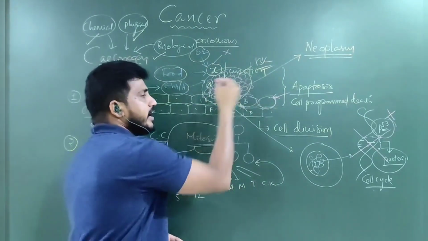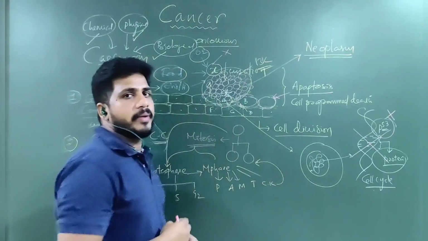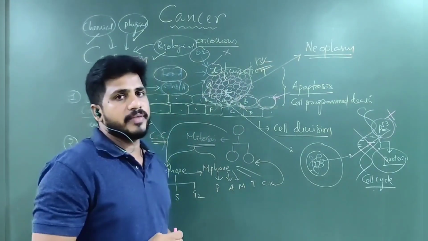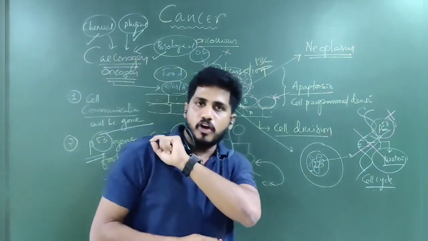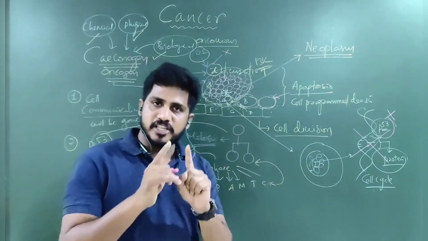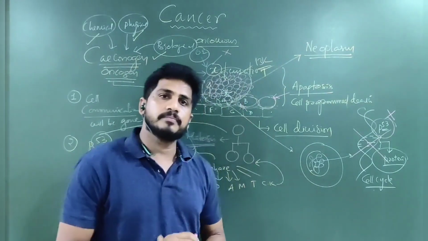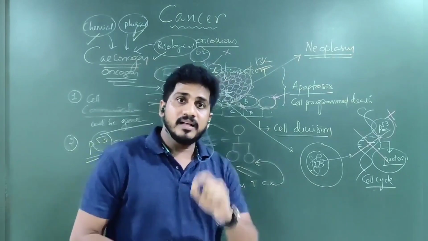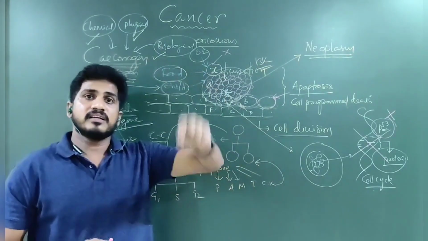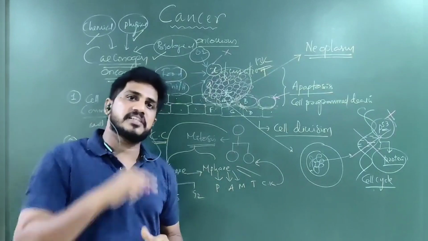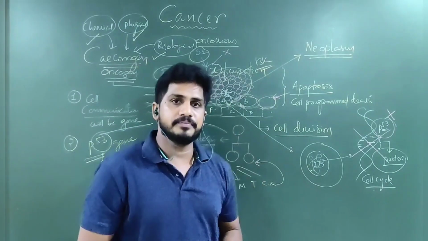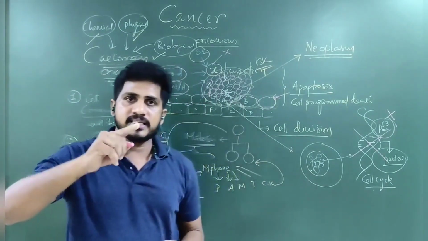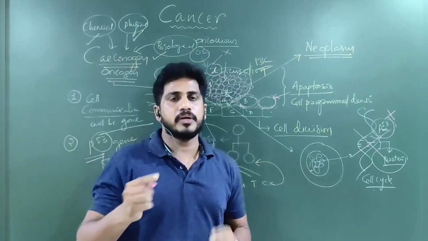Why? They are eating, they are consuming, but they are not functional. Cancer cells are not functional. The cancer cells' function is only division, not work. Meaning they are always in interphase. They are always in division. They cannot come out of the cycle: G1, S, G2, again G1, S, G2.